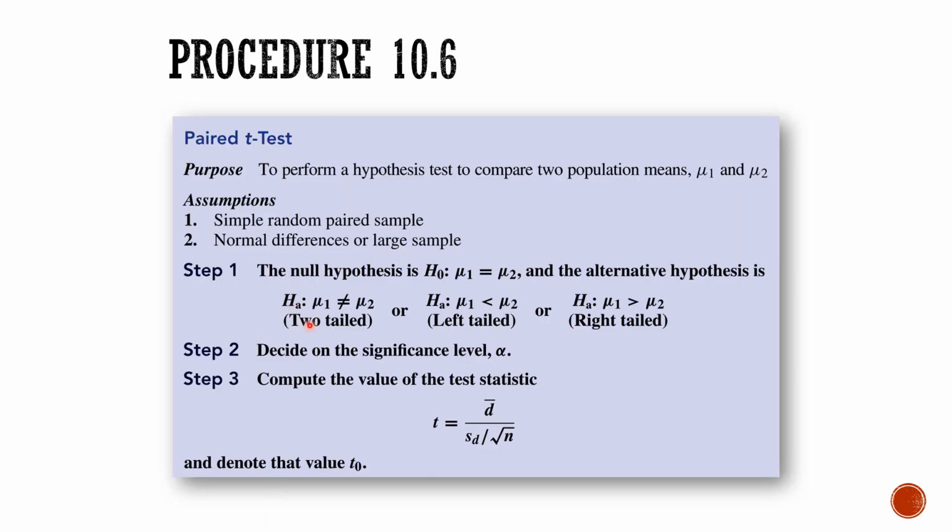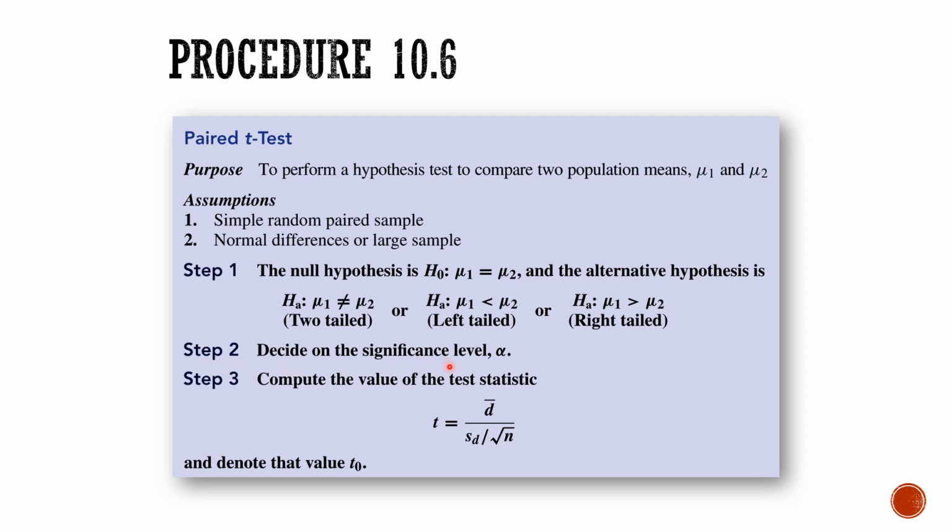Now, what are the steps that we should follow in order to perform a hypothesis test for a paired t-test? Assumptions, again: a simple random paired sample and normal differences or a large sample. First, state your hypothesis. The null hypothesis is stated as mu sub 1 equals mu sub 2, and there are three different ways of stating the alternate hypothesis. Either it can be not equal to, so mu sub 1 not equal to mu sub 2 would make it a two-tailed test. Mu sub 1 less than mu sub 2 would make it a left-tailed test, and mu sub 1 greater than mu sub 2 is going to make it a right-tailed test.